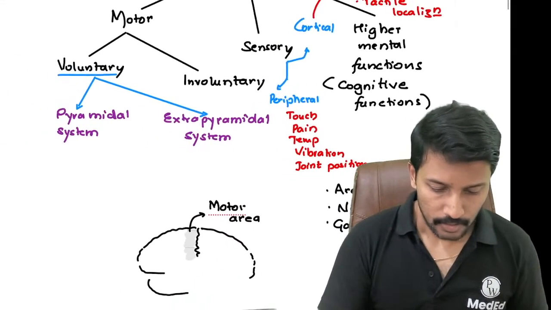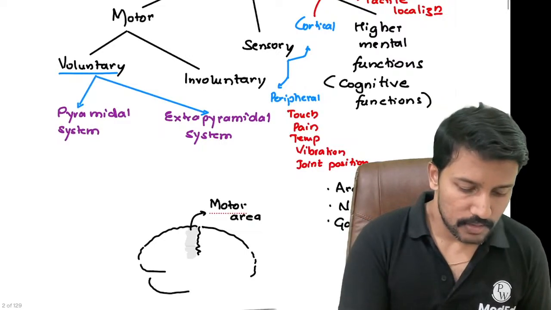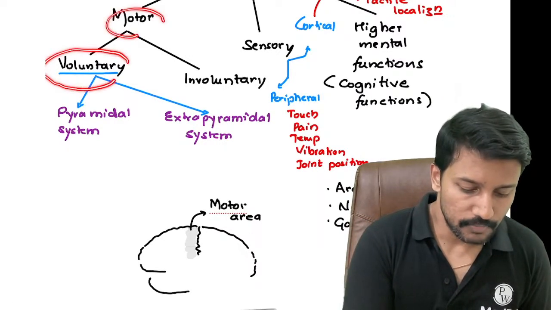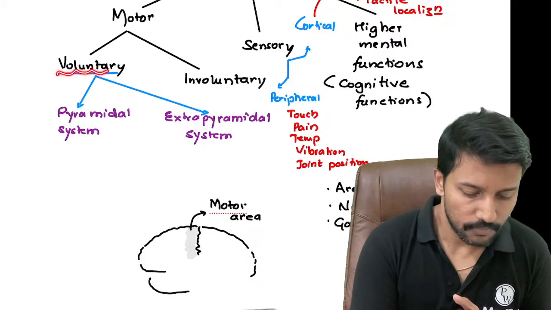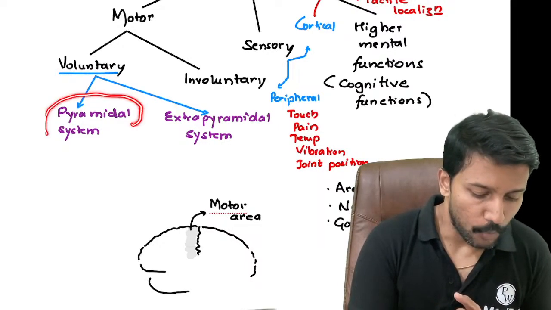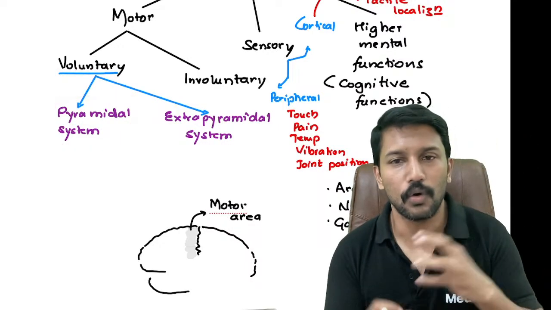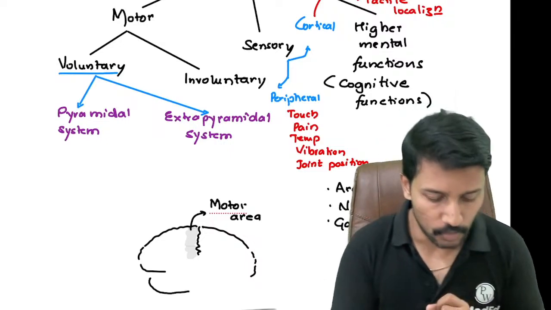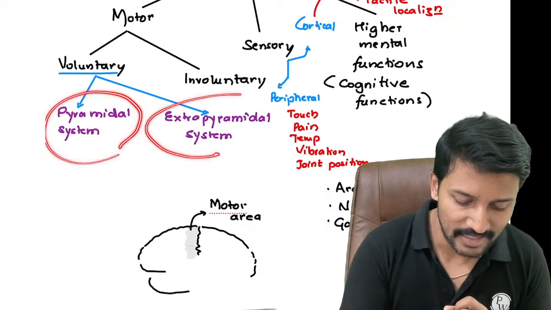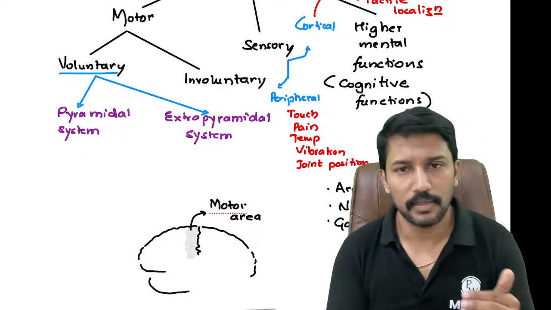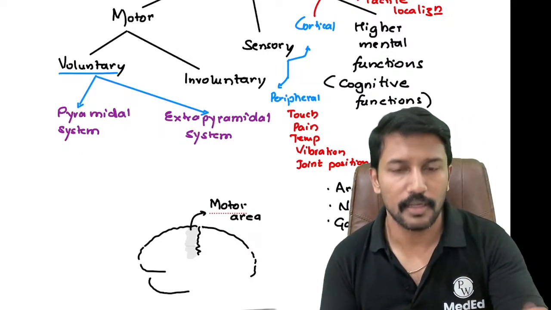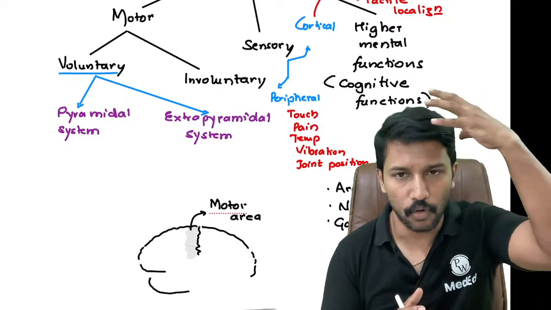So with this backdrop, I will focus your attention on the motor system, on voluntary functions. When we say voluntary, there are two important systems which help us to do a coordinated movement. That includes the pyramidal system and the extrapyramidal system. The pyramidal system is the main one here, which helps us to do the voluntary movement, and the pyramidal system begins with the cortex, right?